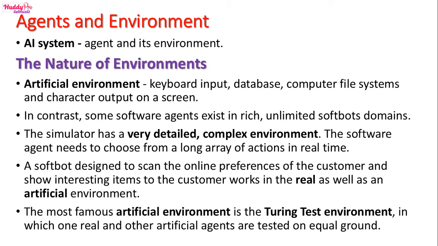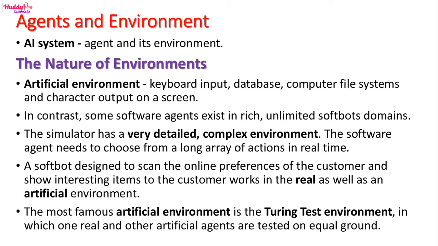A softbot designed to scan the online preferences of the customer and show interesting items to the customer works in the real as well as an artificial environment. The most famous artificial environment is the Turing test environment. We are going to talk about it in detail. In this environment, we have one real agent and other artificial agents that are tested on equal ground. So this is a very challenging environment because it's highly difficult for a software agent to perform as well as a human.